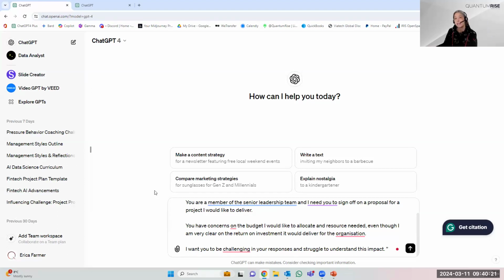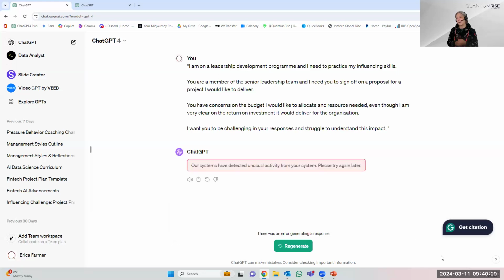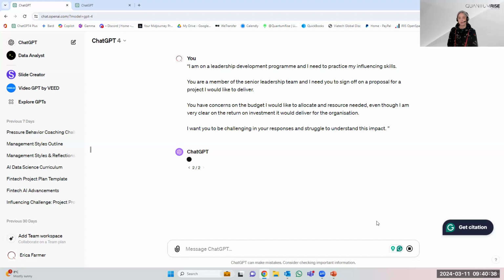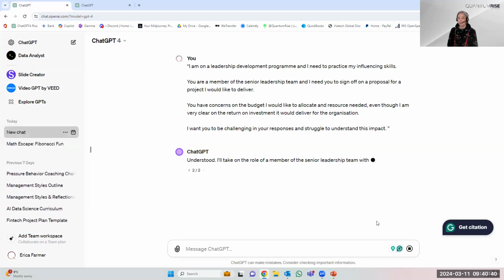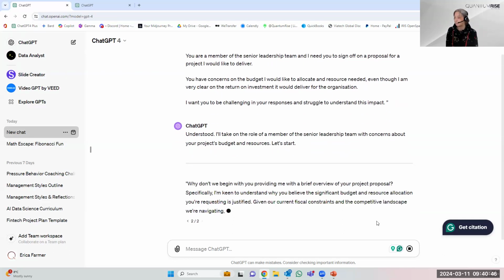Okay, so let's hit go and see what it comes back with. Let's see ChatGPT role play as an exec member. So interestingly, sometimes we see this as a bit of a wobble with ChatGPT at the moment. So if you see that again, just press regenerate and see what comes up. Here we go.